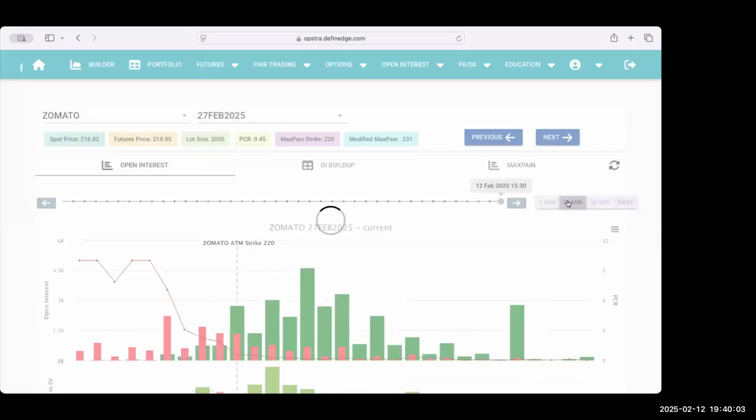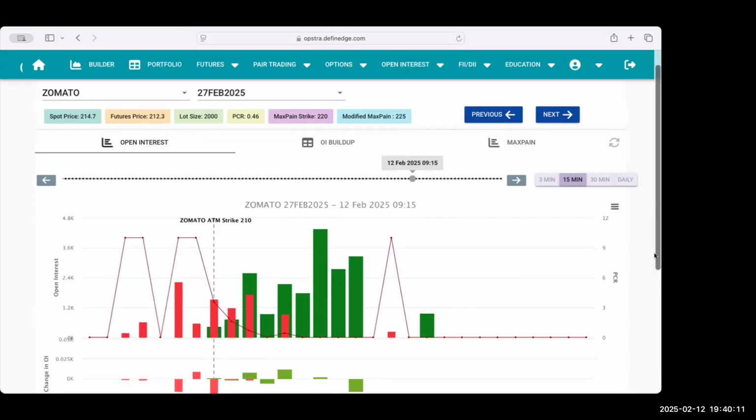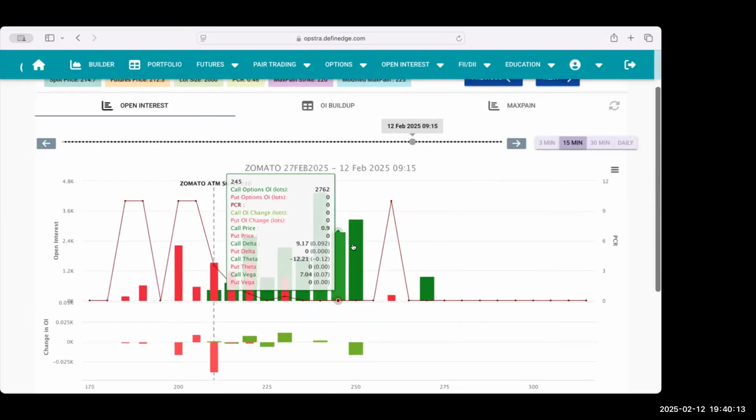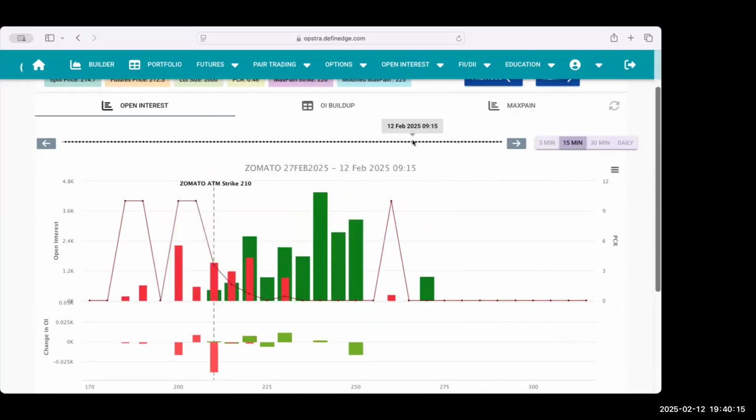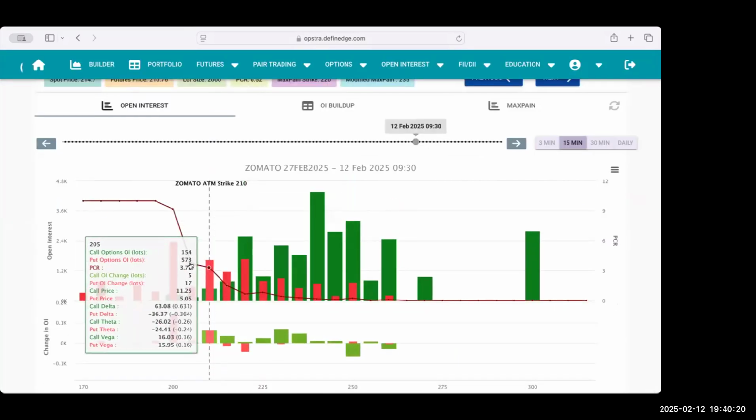I will go 15 minutes time frame. So morning, look at the data when market opened 9:15. Heavy call were sitting. Correct. 9:30, put started increasing.